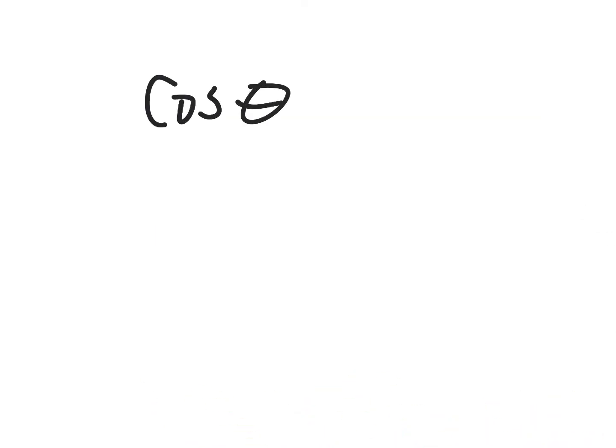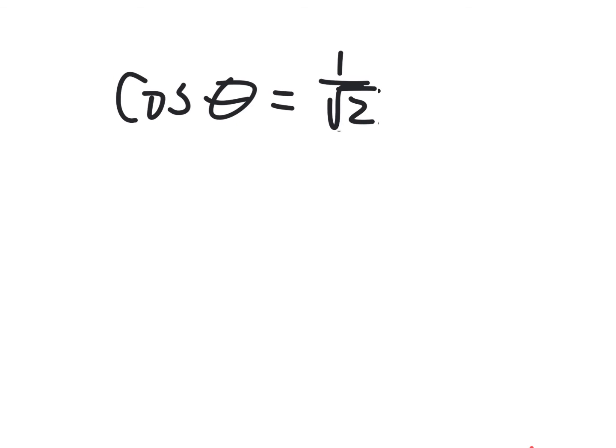Cosine of some unknown angle is 1 over root 2. This time I won't mess with you and cross off one of your answers. Just find the two answers for this. I'll pause for a second while you give that one a try.